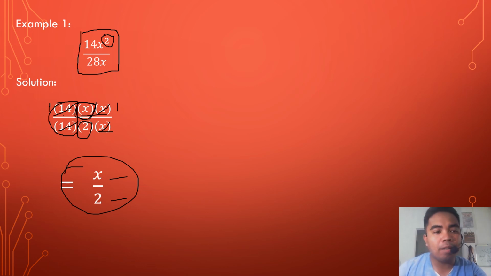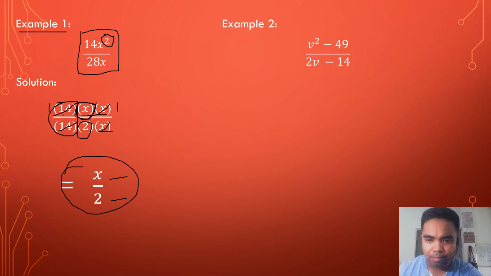So, ganito kasimple ang paghahanap ng ating simplified form sa rational algebraic expression, especially kung ito ay monomial to monomial. So, kung may mga katanungan kayo regarding example number 1, you're free to comment in the comment section below. Next is, dito tayo sa example number 2.